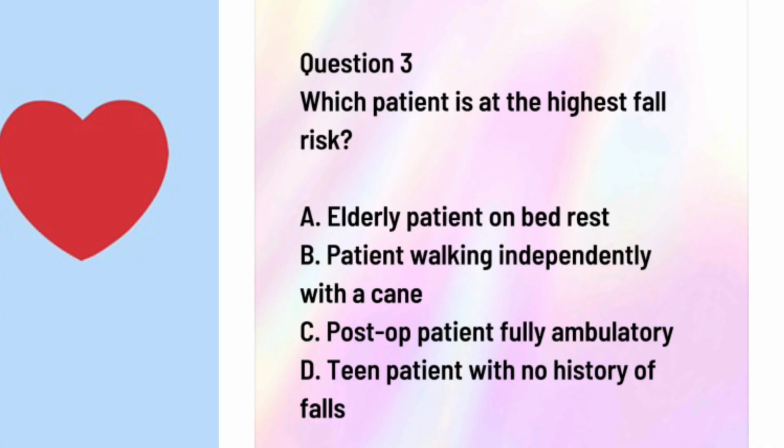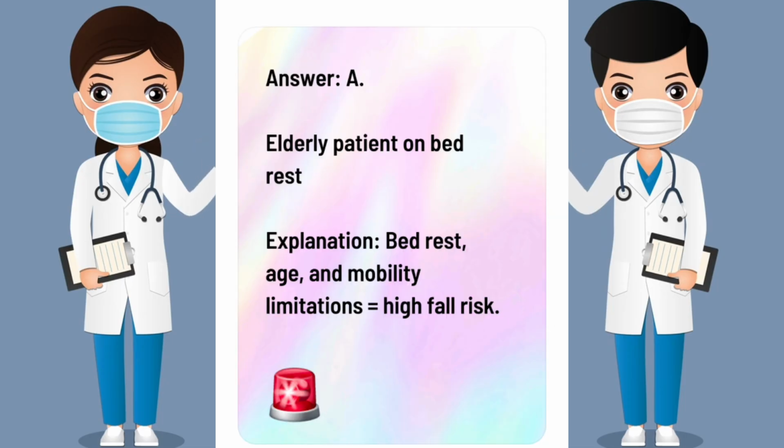Question 3, safety, falls. Which patient is at the highest fall risk? A, elderly patient on bed rest. B, patient walking independently with a cane. C, post-op patient fully ambulatory. D, teen patient with no history of falls. A, elderly patient on bed rest. Age and mobility limitations equal high fall risk.